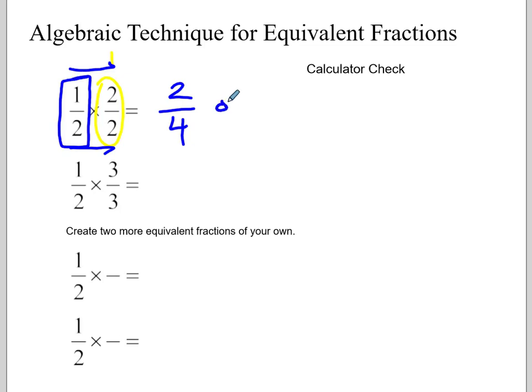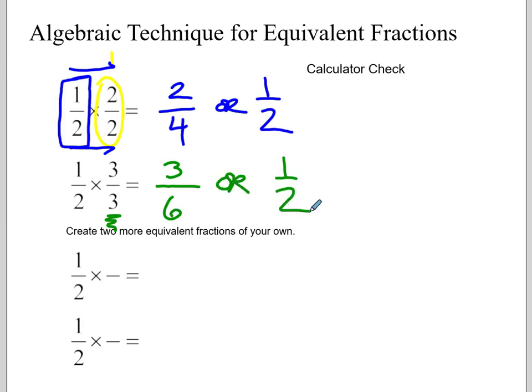Okay, so these two things have the same magnitude or value, but they don't appear the same. Therefore, they are equivalent fractions. Okay, so if you look down here, here's 1/2 times 3/3. Again, this represents 1. So if you multiply the top numbers and then you multiply the bottom numbers, you get 3/6. Well, 3/6 is the same as 1/2 in terms of their value. Their appearance is different, but their value is the same.